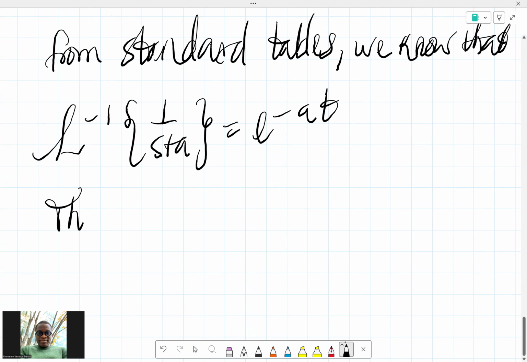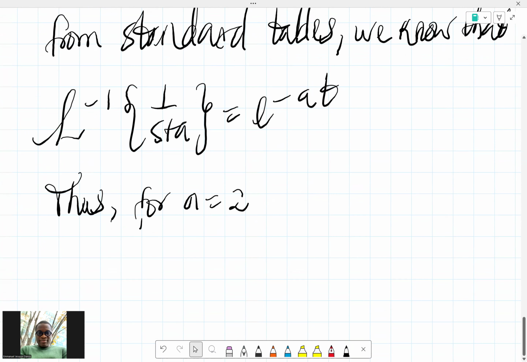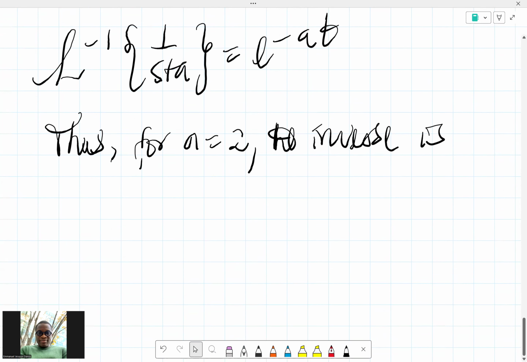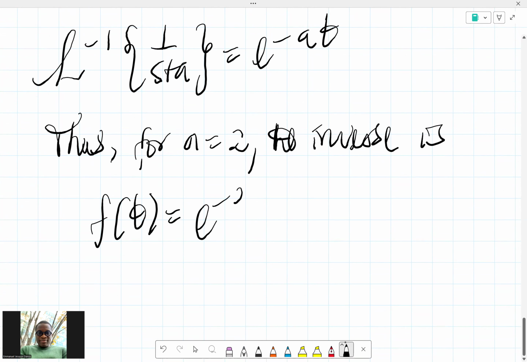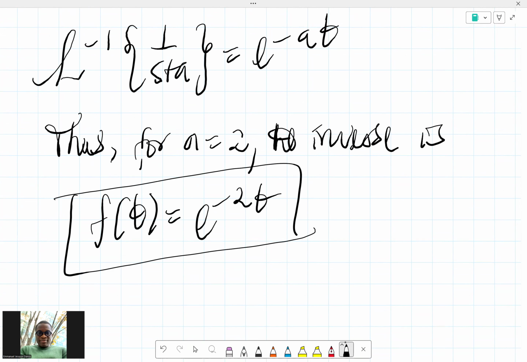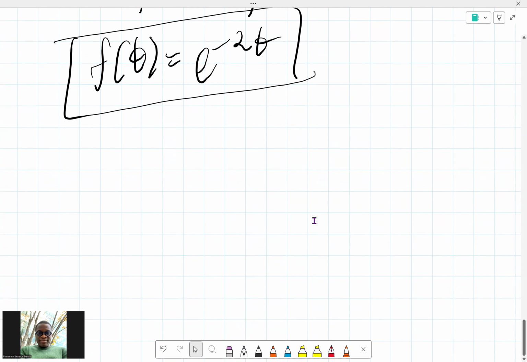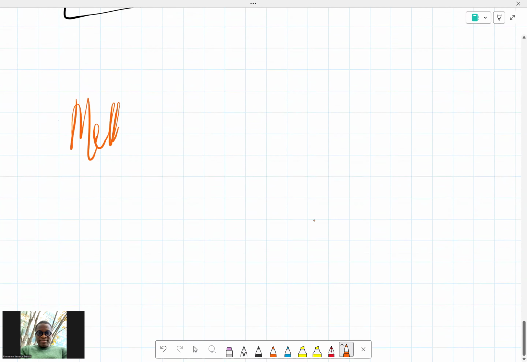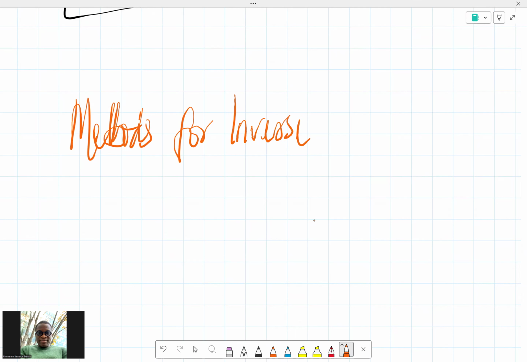Thus, for a equals 2, because s plus 2 is s plus a, so a is equal to 2, the inverse is f of t, which is equal to e raised to the power minus 2t, easily. So that's how that goes. As we round off, let's talk about methods for inverse Laplace transform.